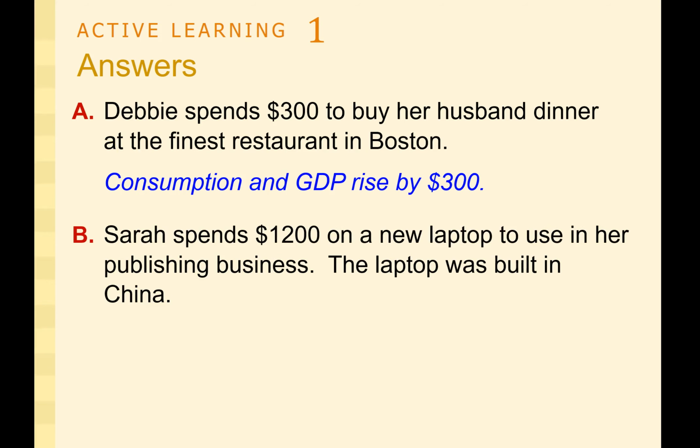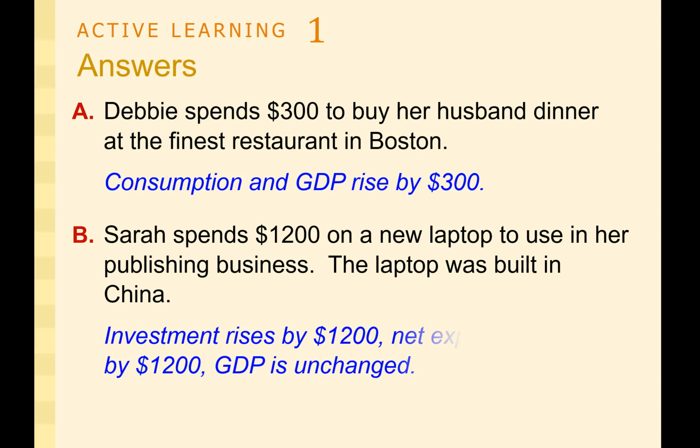Sarah spends $1,200 on a new laptop to use in her publishing business. The laptop was built in China. So this one's a little bit tricky because investment rises by $1,200, right? We can see that. She used it in her business, but the net exports fall by $1,200 because the laptop was built in China, which means it was an import. And if net exports are exports minus imports, then you have a negative $1,200 in the net exports category, which offsets the $1,200 in investment, leaving GDP unchanged.